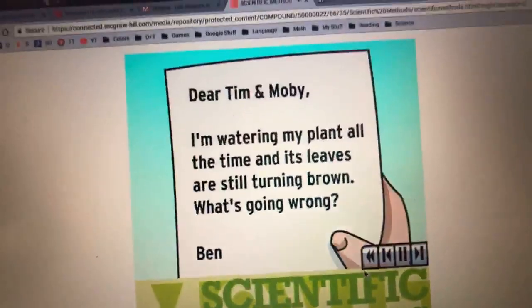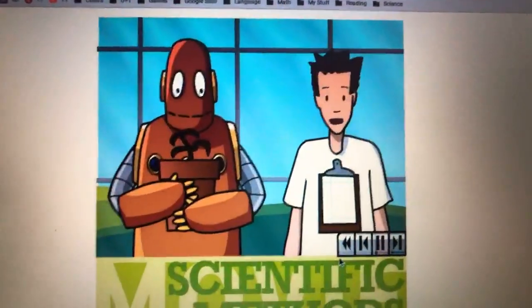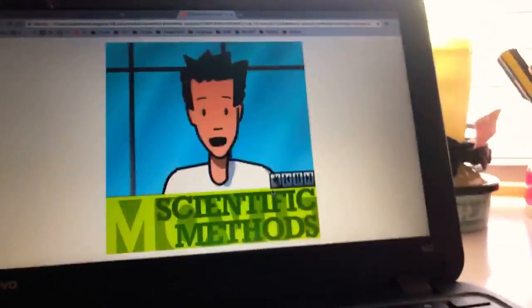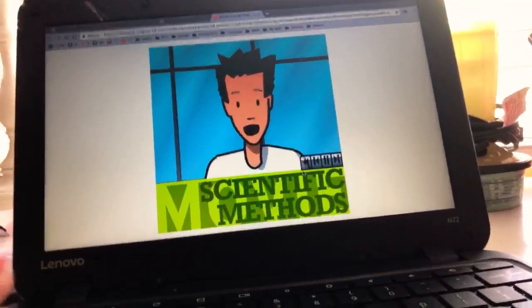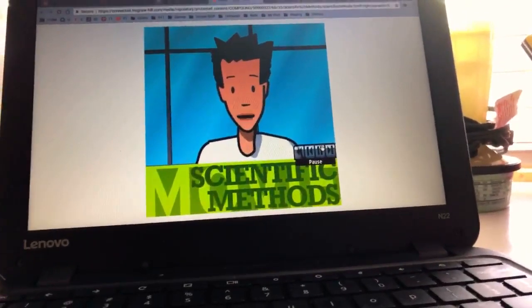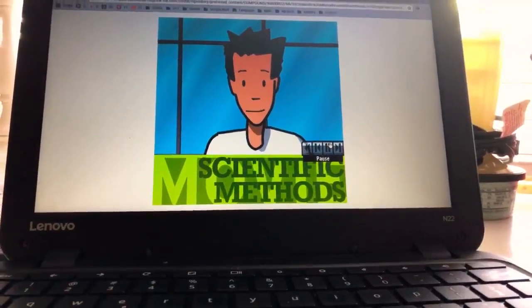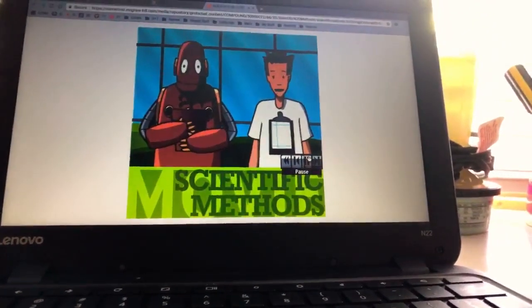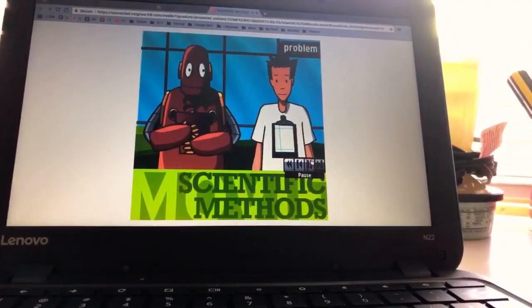Dear Tim and Moby, I'm watering my plant all the time and its leaves are still turning brown. What's going wrong? From Ben. Well, you could just look up the plant in the gardening book, but this is a really great opportunity to talk about scientific methods. Often, when people are trying to understand the world around them, they come across a problem they just don't know the answer to. This is where the step-by-step methods of scientific problem solving come into play. Looks like Moby's having the same problem with his plant. The first step in scientific problem solving is to recognize the problem.